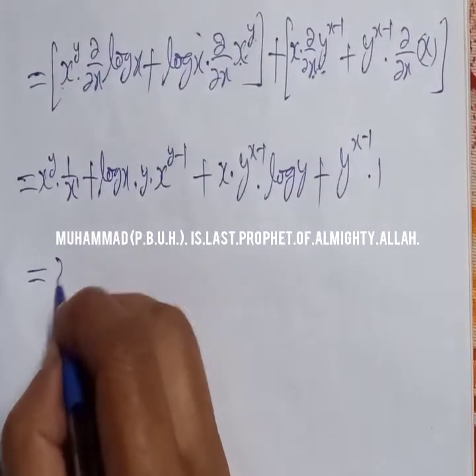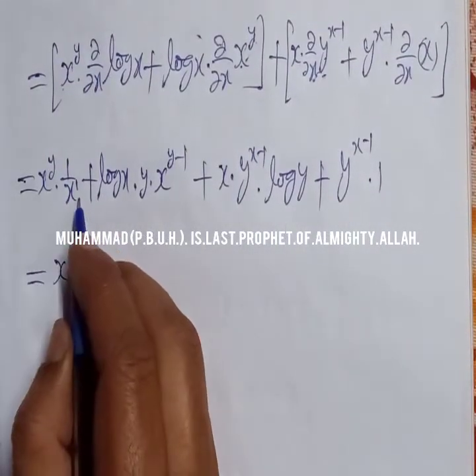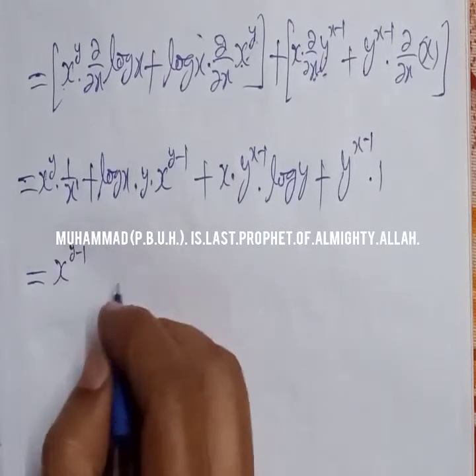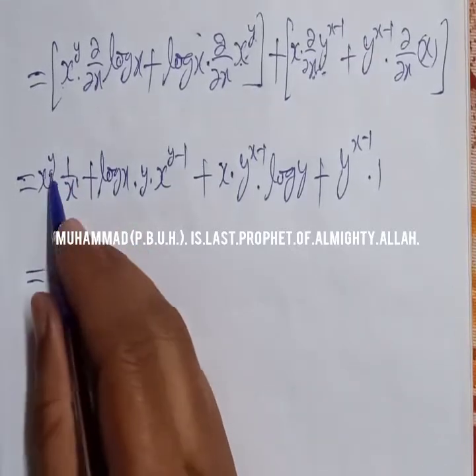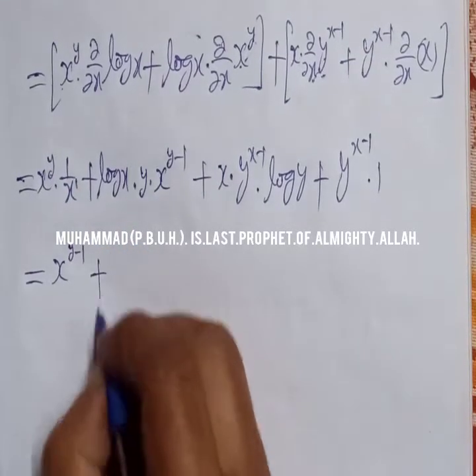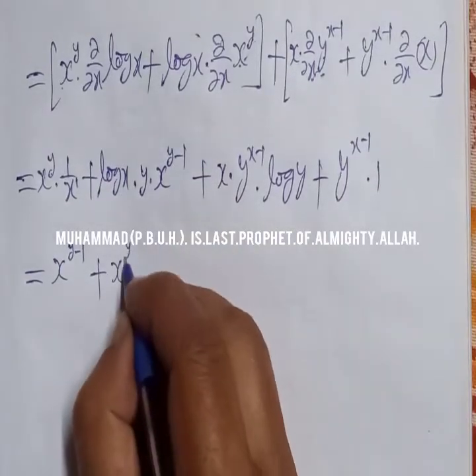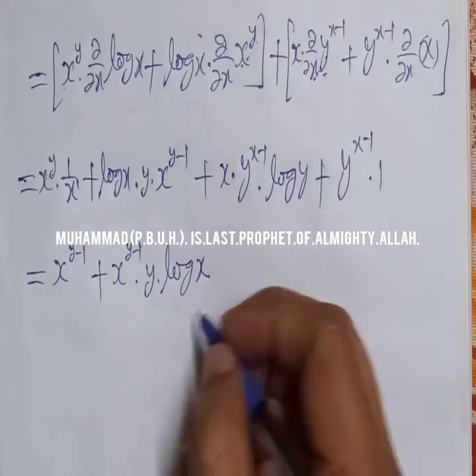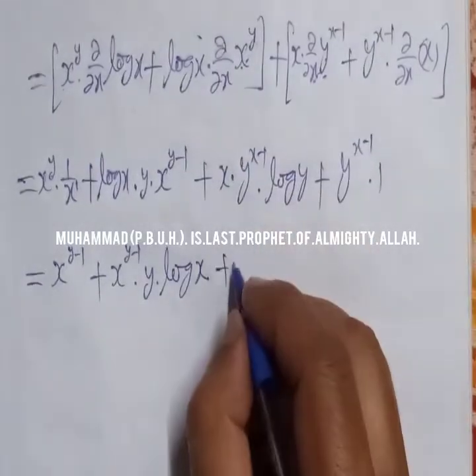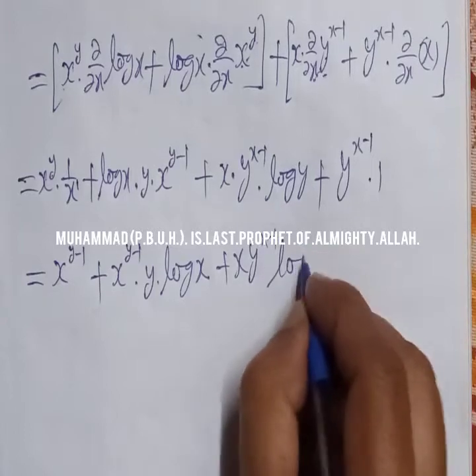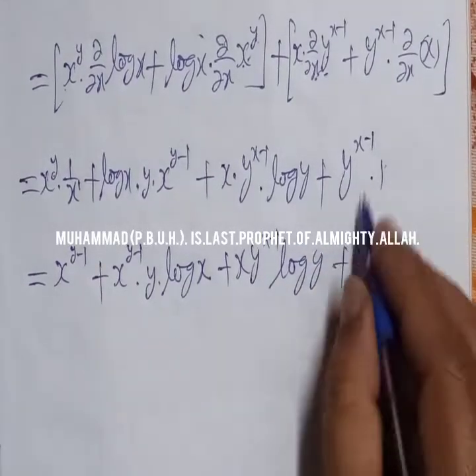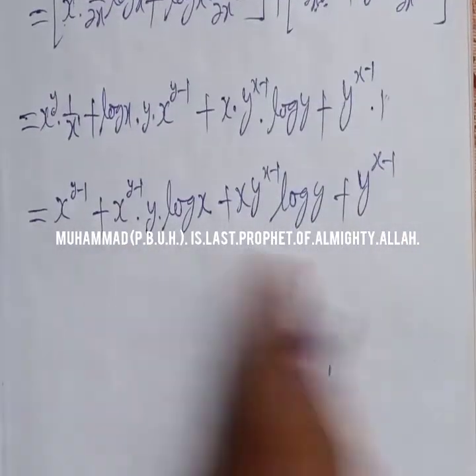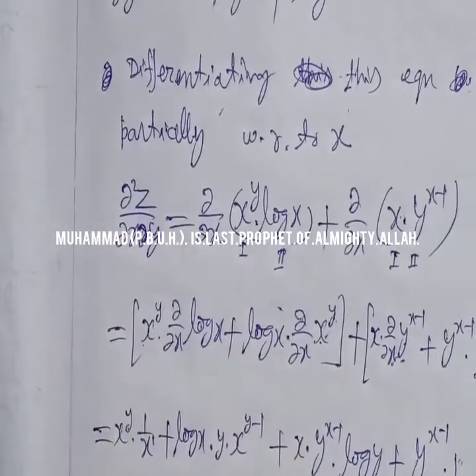If we write x only, then the power will be subtracted: y minus 1 from y, and x becomes x to the power y minus 1. As you know, plus I will write x to the power y minus 1 first and then y and then log x, and also x, y to the power x minus 1, log y, and y into 1 equal to y to the power x minus 1. This is the value of del 2z over del x del y.